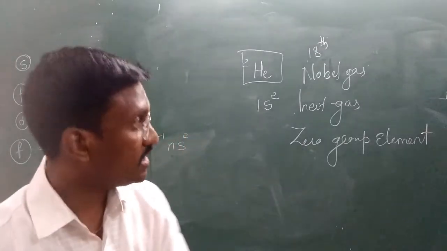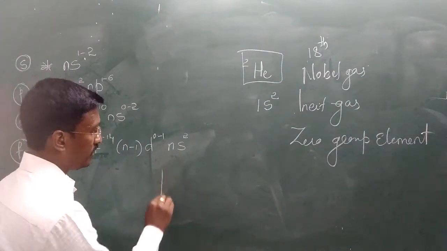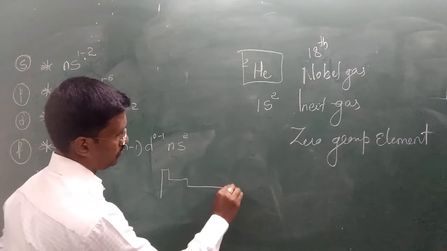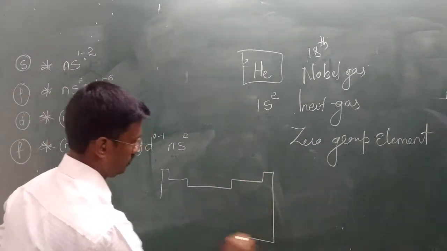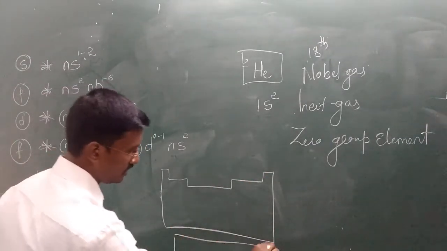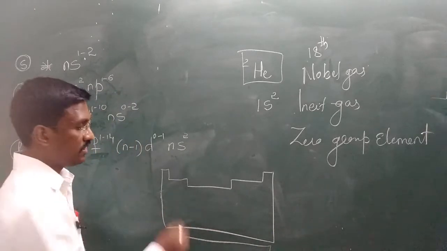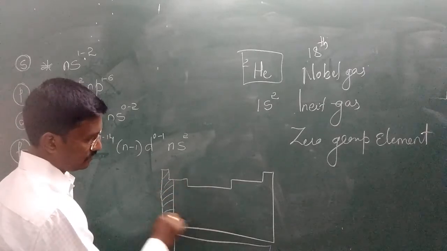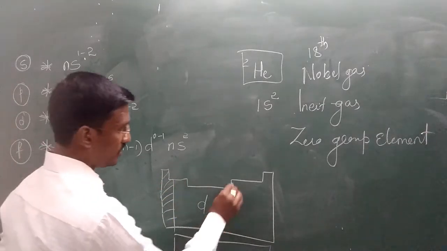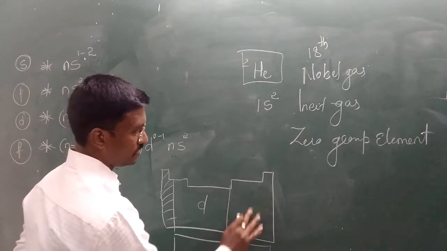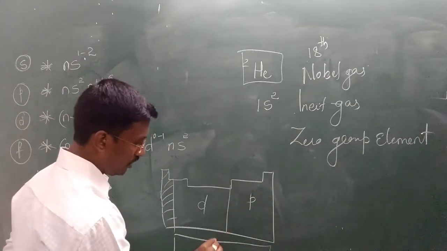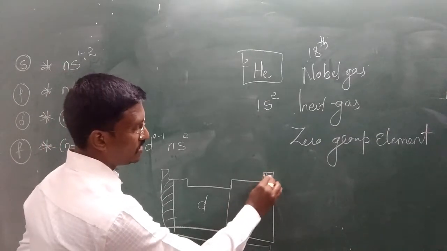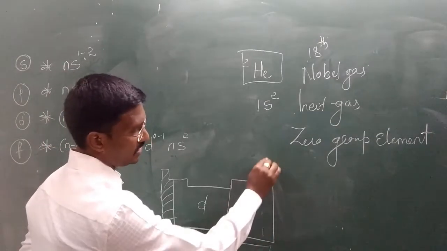Keep in your mind, in the periodic table, it looks like this. This is the S block element. This is the D block element, whereas this is the P block element, and below it is the F block. Look here, in the P block, helium is kept in the 18th group.